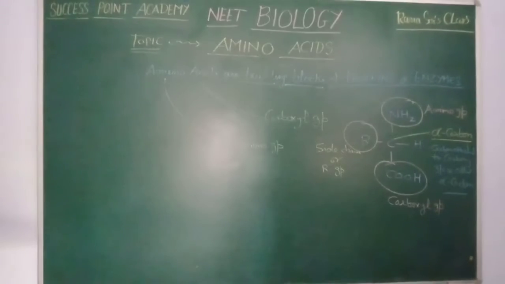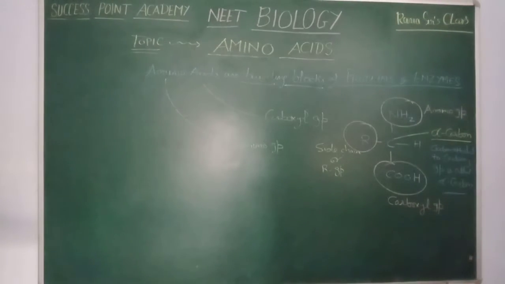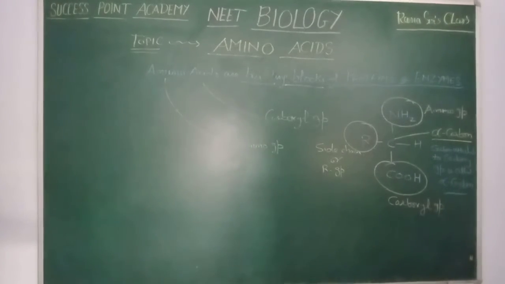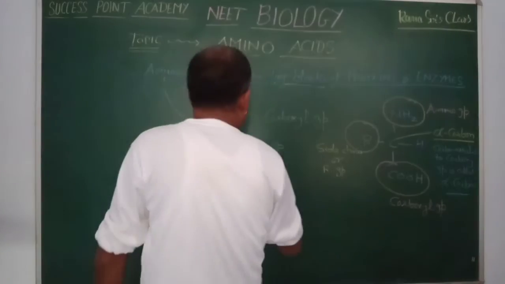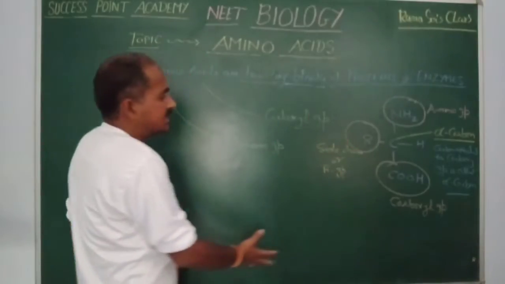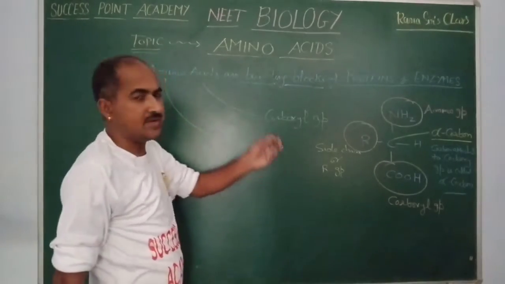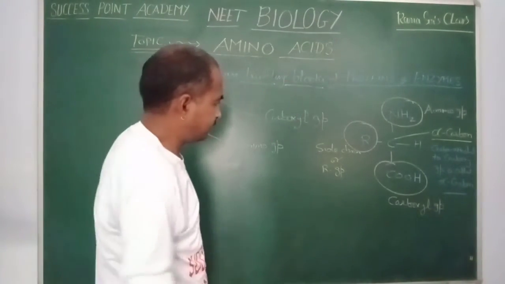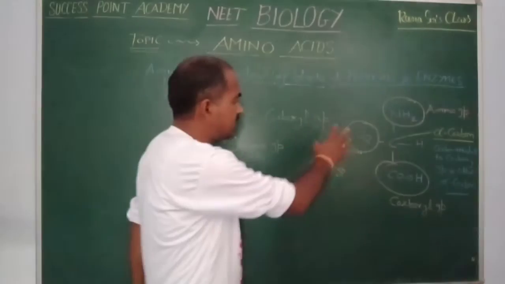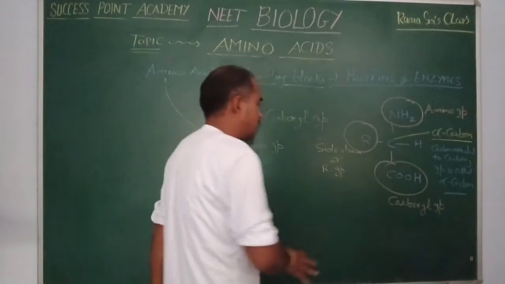So this is the structure of amino acid. You can take a screenshot. You can note it down. Alpha carbon. This is the basic structure of amino acid. Now you see, what are amino acids? Basically, they are the molecules having a carboxyl group and an amino group in the molecule. And these amino and carboxyl groups are also attached to a side chain, the R group.